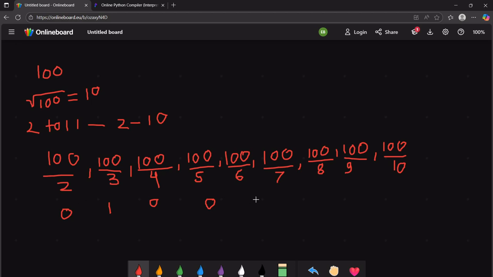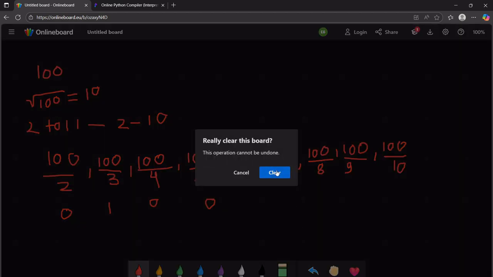A prime number is divisible only by 1 and itself. So if for any of these 10 divisions we get remainder 0, then it is not a prime number. If we get a remainder other than 0 for all these 10 numbers, then it is a prime number. This was an example of a non-prime number. I will now show you an example of a prime number.